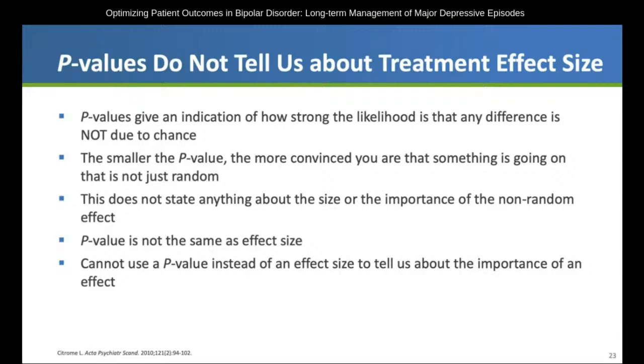If a drug beats placebo at a threshold of a p of less than 0.001, that doesn't mean it's any more powerful than a drug that beats placebo at a threshold of 0.05. It doesn't really explain the size of the treatment effect, doesn't explain effect size. So we can't use the p-value as an effect size. We have to use something else.